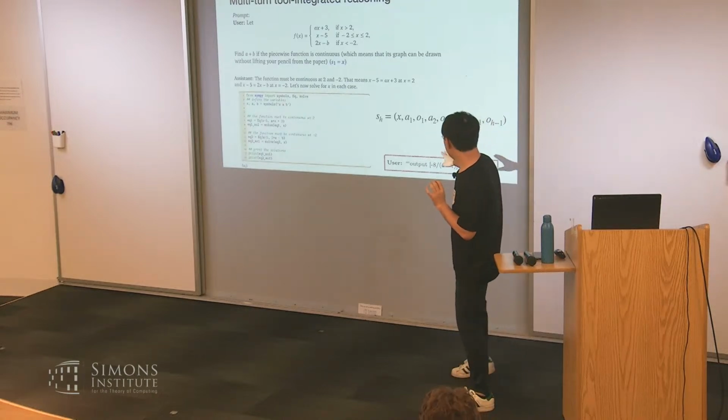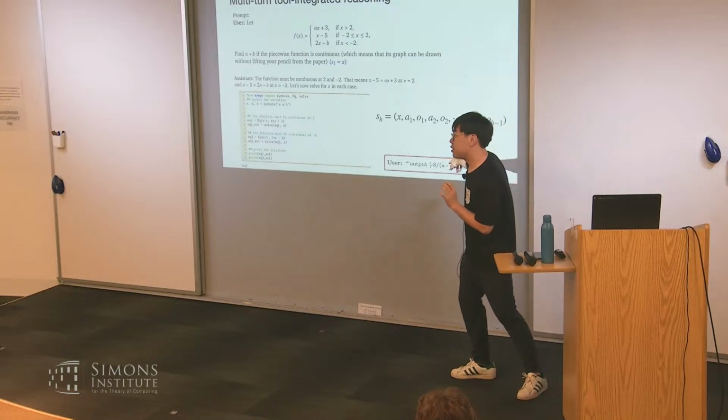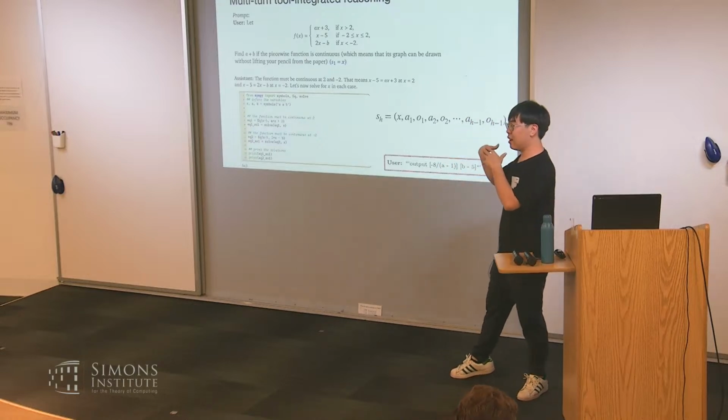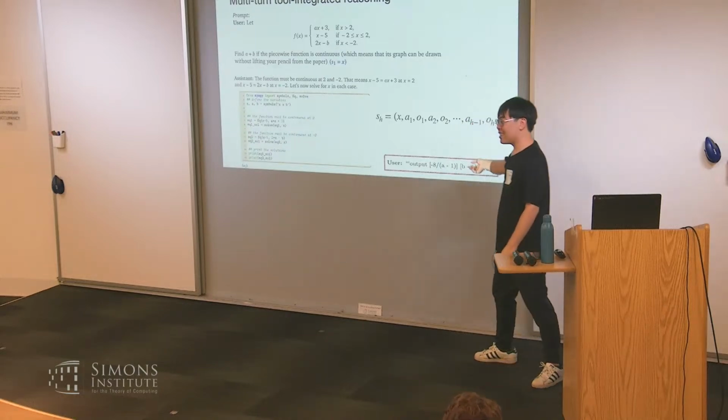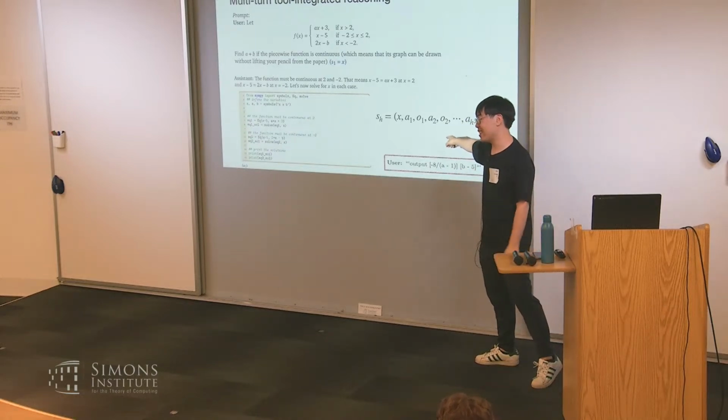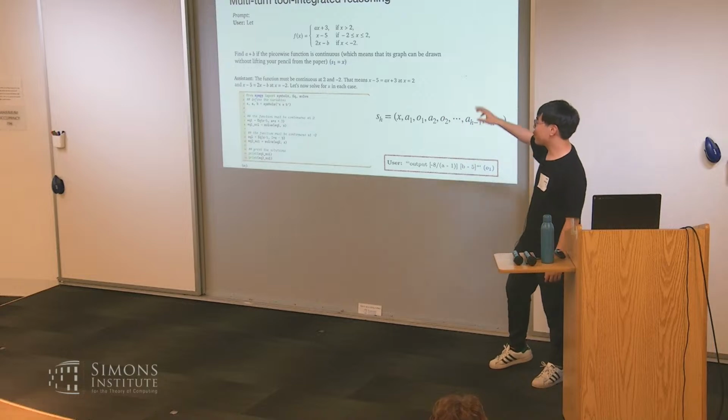Once the model can observe the output from the external code interpreter, you put all this together as a history, and you input this as a prompt again to begin the next step. So that's why it's called multi-turn.